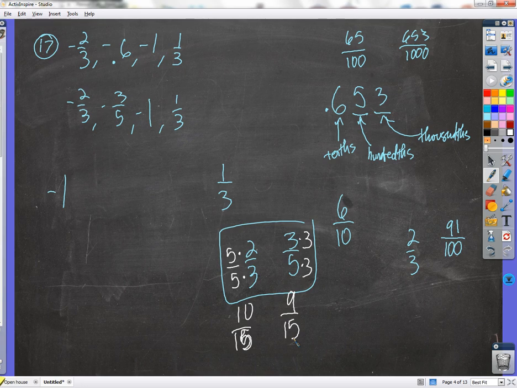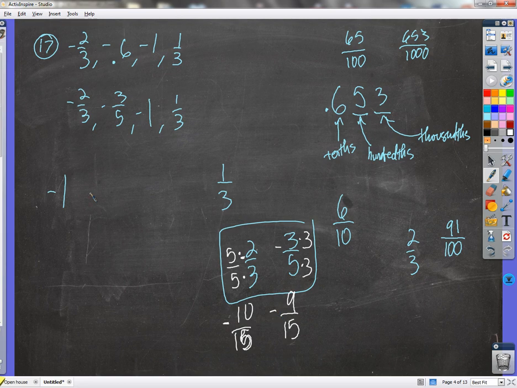Those are actually quite close. They are very, very close to each other. So yeah, got to get a common denominator. Got to get a way to compare like things. If they're not the same kind of thing, you cannot compare them. So if 2/3 is the same as 10/15, then -2/3 is -10/15, and -3/5 is -9/15.